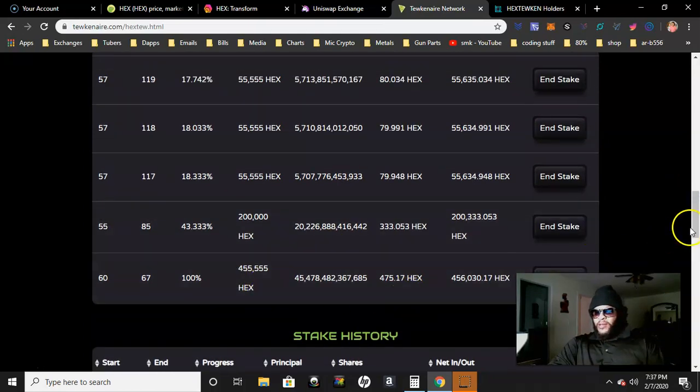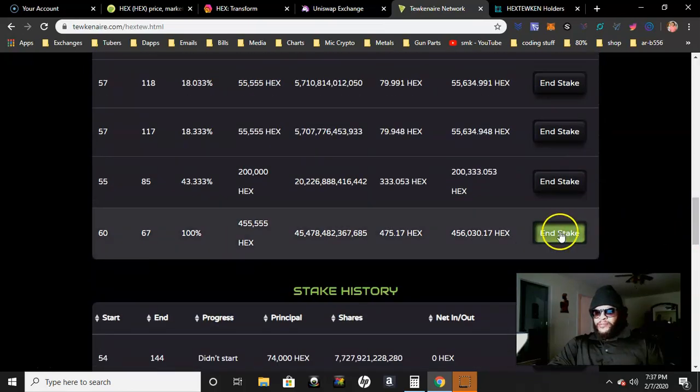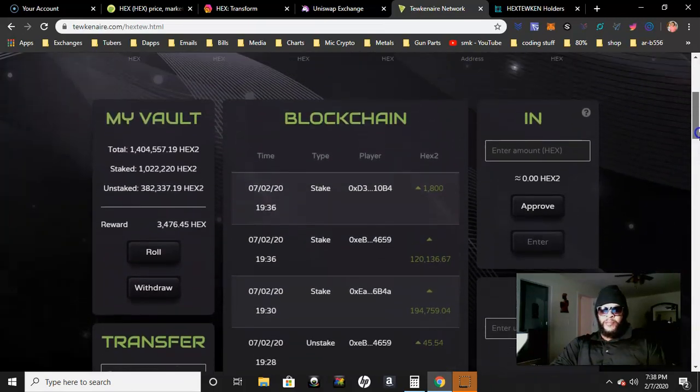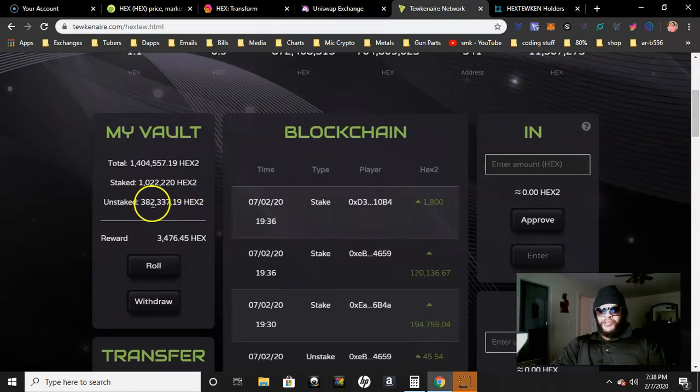But I'm going to go ahead and try to end this one because this one is done. As you can see, I did a 7 day stake. It's at 100%, 455,000 hex for a total of 475. And booyah! So we're going to end this one. When I end this one, I'm going to add it with the 455 here, and up here in my vault I have 382 unstaked, so I'll be able to stake about 800,000 when I finish this. That's my goal. I'm just going to do big stakes for about 7 to 14 days, probably 7 days, and pick up a little free hex, you know what I'm saying?